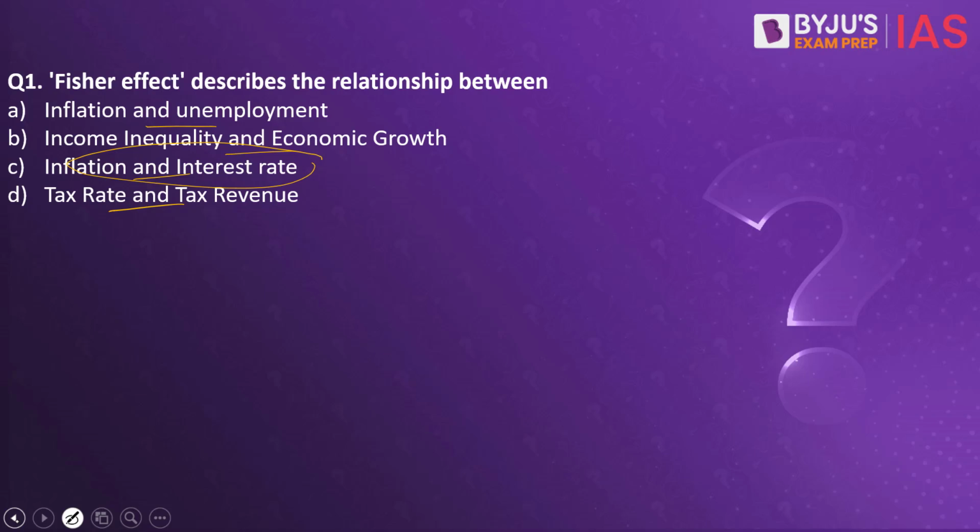In here, when we consider the interest rate, it includes both the real and nominal interest rate. The Fisher effect goes on to say that the real interest rate equals the nominal interest rate minus the expected inflation rate. So the Fisher effect examines the link between inflation rate, nominal interest rate and the real interest rate. So Fisher effect is a relationship between inflation and interest rate.